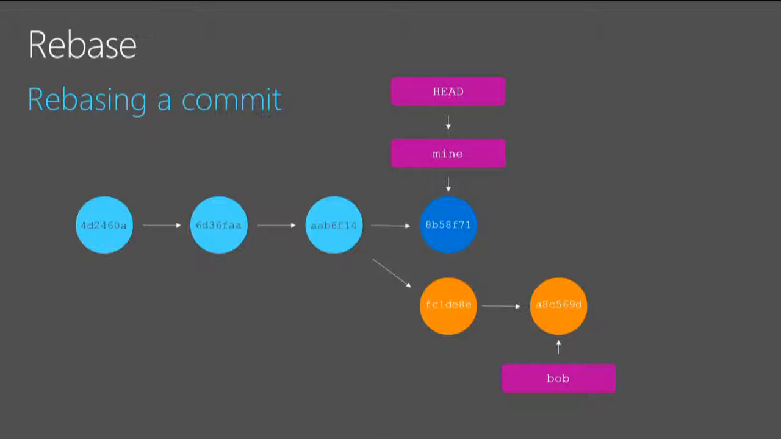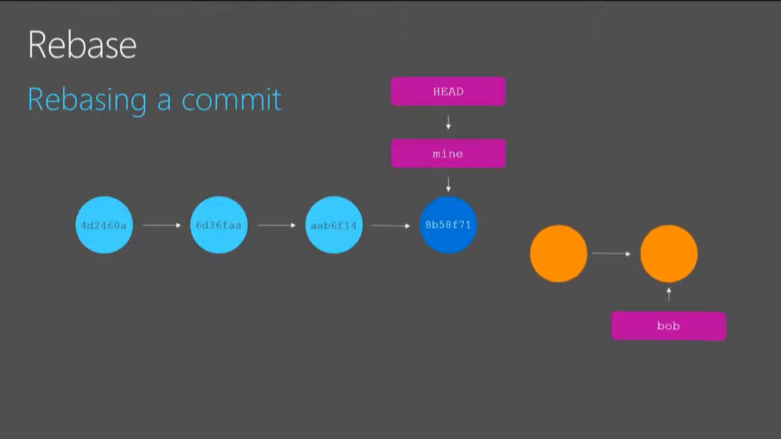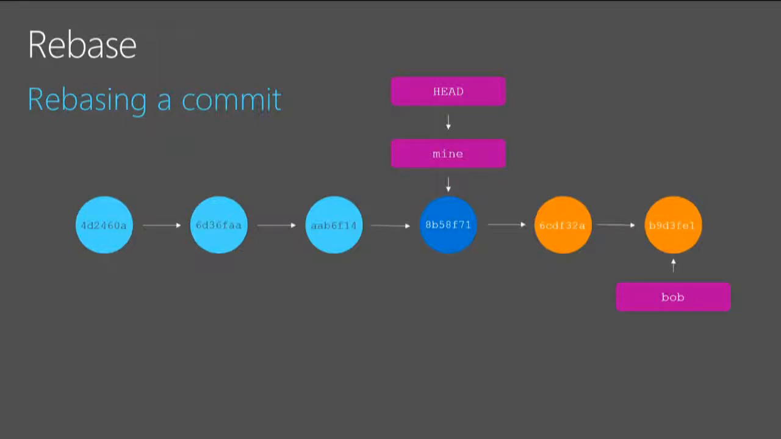Bob is pointing to commit ID A8C569D. But again, commit IDs, the terrible 40-character long hexadecimal strings, are made up of the contents of the commit and the contents of the commit's metadata. So where they are in the graph actually impacts the ID itself. So when I do this move and I bring these changes up, the commit ID actually changes.